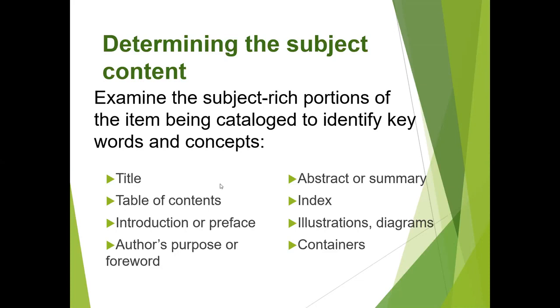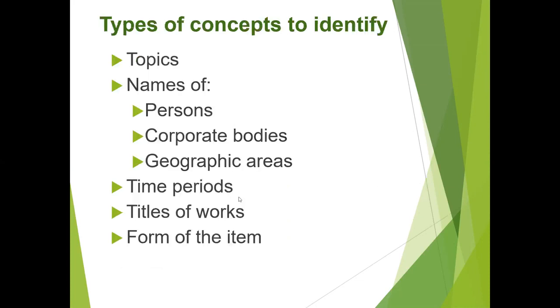So different types of cataloging, different formats of cataloging will require you to look at different materials and may require more additional research outside. But all of these are good places to look. So types of concepts to identify: topics, that would be our subjects, and then names, person, corporate bodies, geographic areas, time periods. We talked a little bit about time periods last week, and we're actually going to talk a lot more about where time periods fit in things these days, titles of work, and then form of the item.